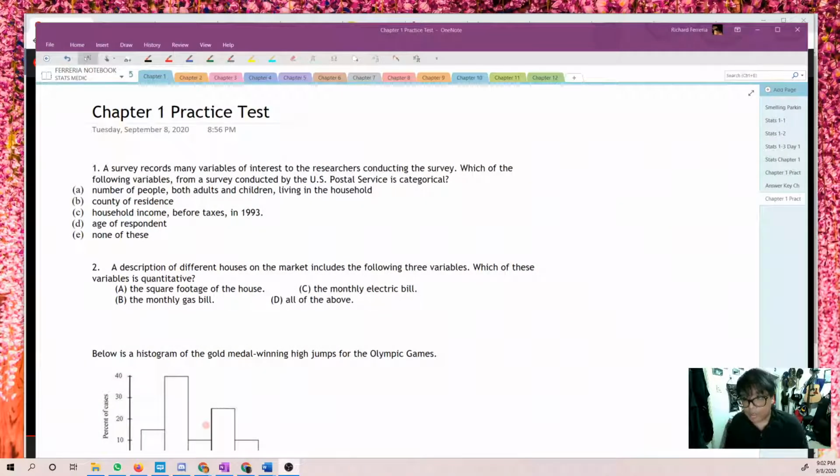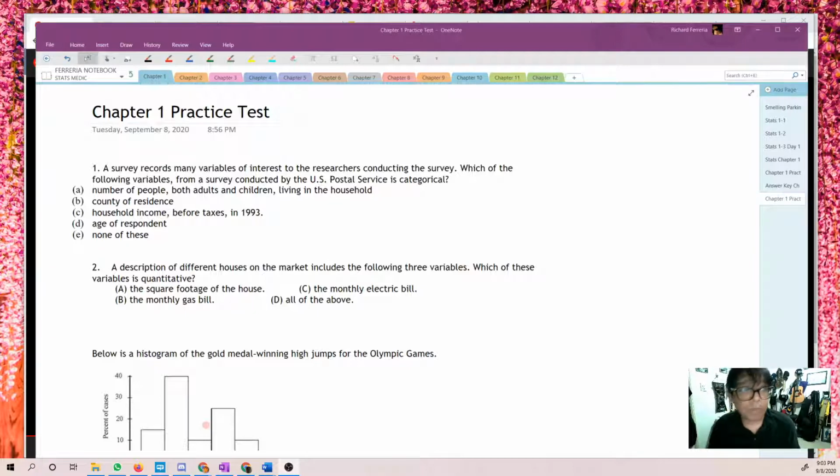All right, so we have number one. A survey records many variables of interest to researchers conducting the survey. Which of the following variables from a survey conducted by the U.S. Postal Services is categorical? So we're going to talk about each one of these individually.